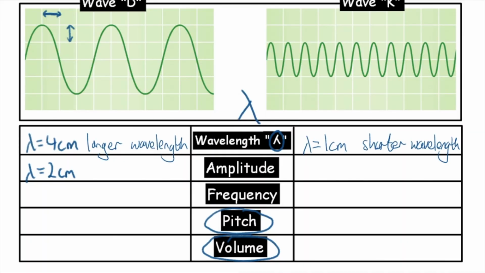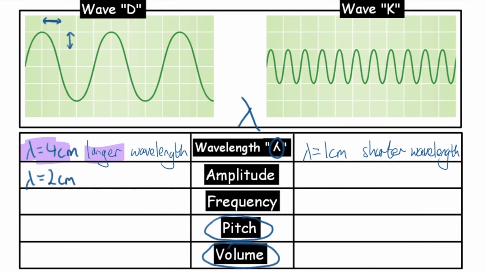Okay, I'm going to start there for the wavelength, so you can see that the wave D has got a wavelength of 4 centimeters. That'll be the same in your booklet because we're just working off that reference grid. So it's got a longer wavelength than wave K. I'd like you to do as much as you can now for amplitude, frequency, pitch and volume. So you need to compare the two.